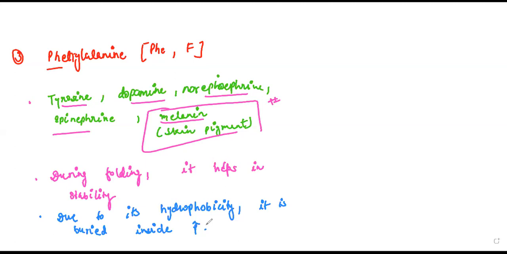The first one is it acts as precursor for the synthesis of tyrosine amino acid, dopamine, norepinephrine, epinephrine, and melanin. Melanin is a skin pigment. And during the folding of proteins, due to its aromatic ring, it helps in the stability during the folding process. Again, due to its hydrophobicity, it is buried inside the protein, means the core is made by hydrophobic amino acids and phenylalanine is one of these. Now I'm making the structure here.